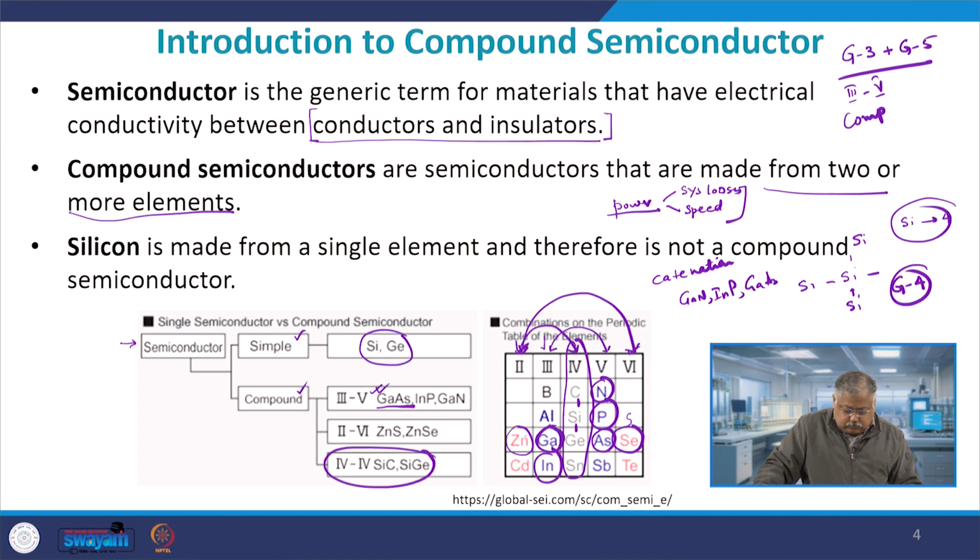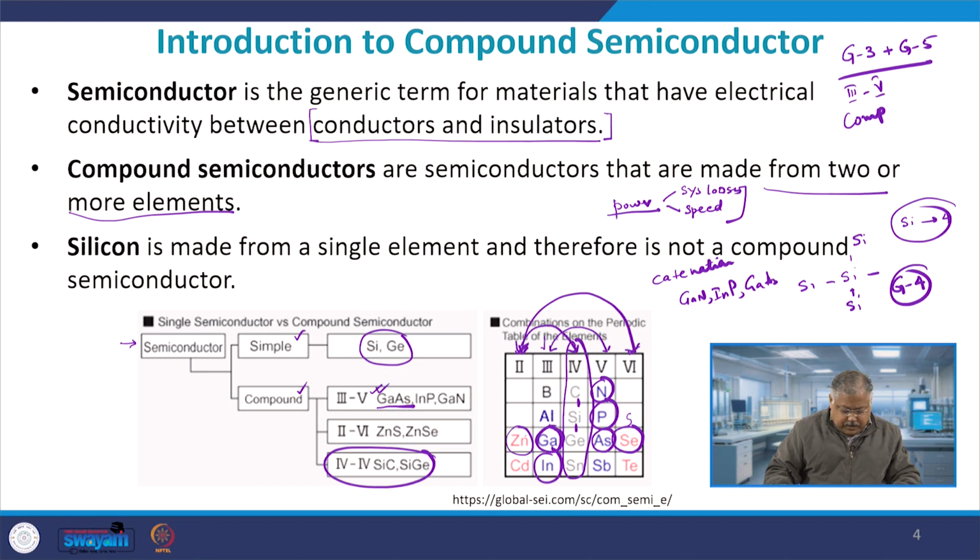However, silicon has got a basic limit. That is the reason why compound semiconductors came into the picture: the band gap of silicon is limited, right. Since it is limited, you cannot have electron hole pairs being generated for very large values of input power, which is possible in the case of 3-5 semiconductors.